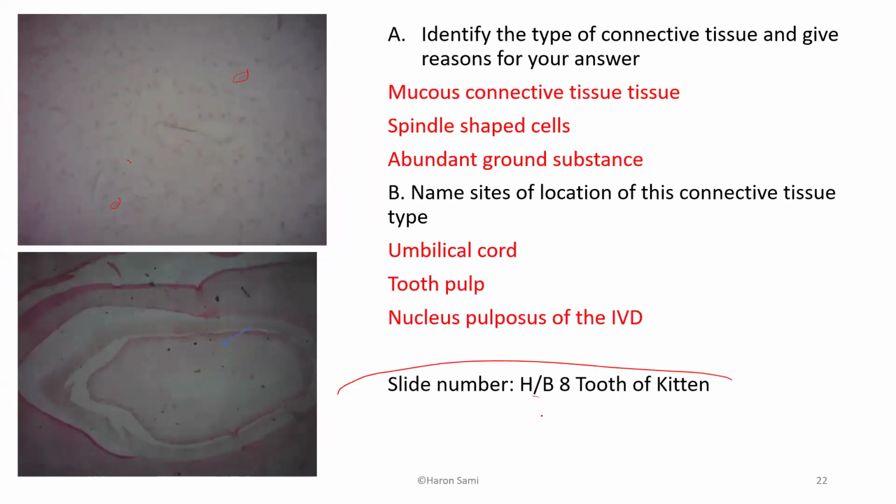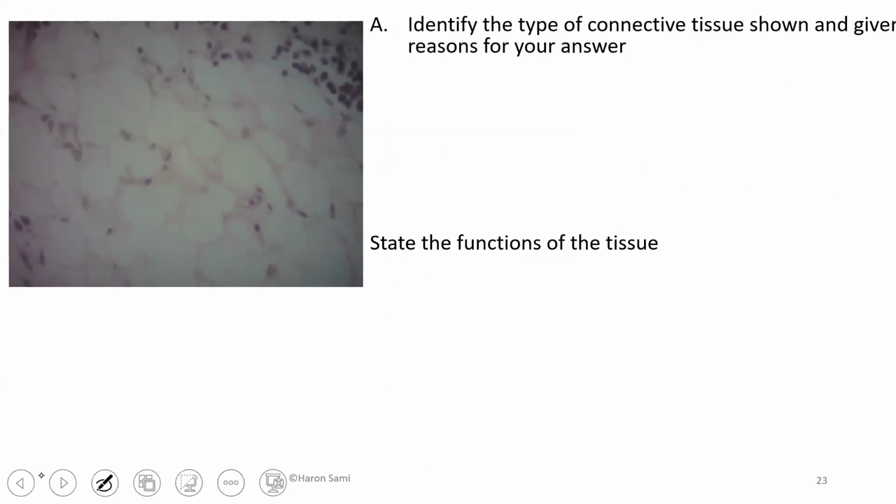The slide number is HB8, the tooth of a kitten. Which one is this one? Identify the connective tissue zone and give reasons. Which connective tissue is this? This is adipose. Which adipose is this? Very good. White adipose tissue.